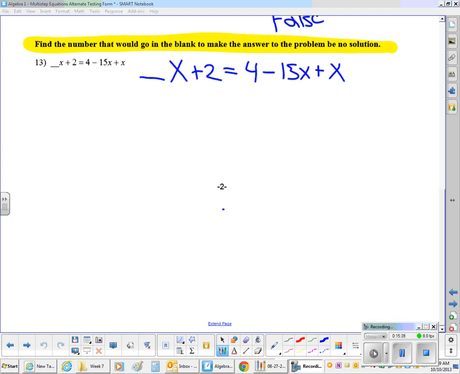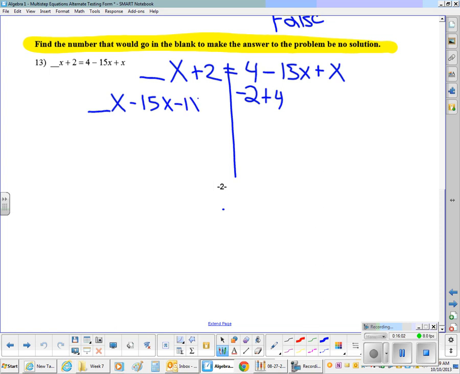So number 13, we're going to start by using cross-line change the sign. I don't know what the number of x's is here, but I know that it's got x's in it, so I'm going to keep it right here. I know that the 2 is going to go to the other side and become negative 2. 4 is going to stay plus 4. Negative 15x becomes minus 15x, and plus x becomes minus 1x. Sorry, negative 15 will be a positive 15. Thank you for paying attention.